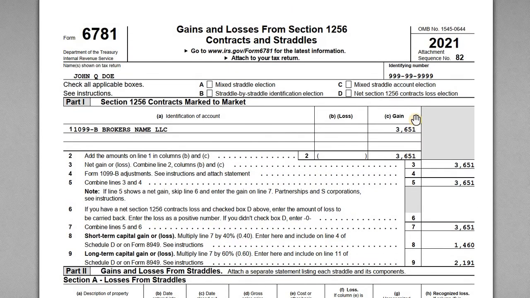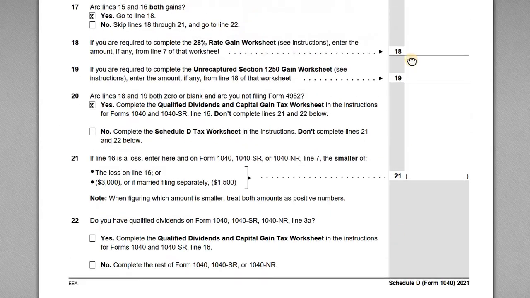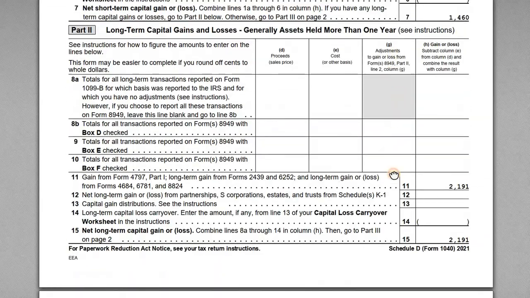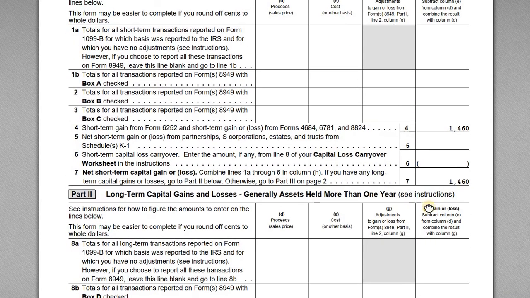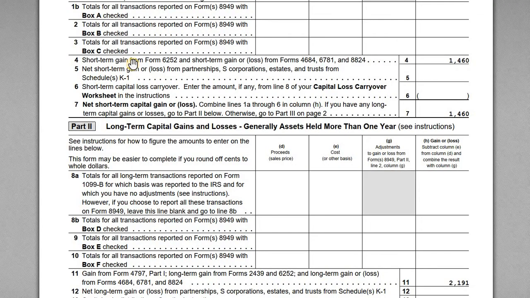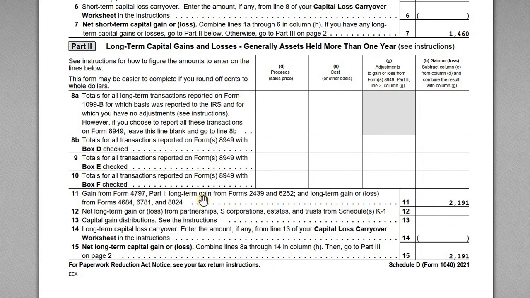Let's go up to Schedule D to see how this is ultimately reported. So if I scroll up here, Schedule D, capital gains and losses. Line 4, right? Short-term gains from 6252, and then we see the 6781 in there, right? So that $1,460 is flowing through from the 6781, and then on line 11 here, we've got long-term gains flowing through from the 6781 again, so the $2,191. And so that is ultimately how all of these pieces are going to be reported on the tax return.